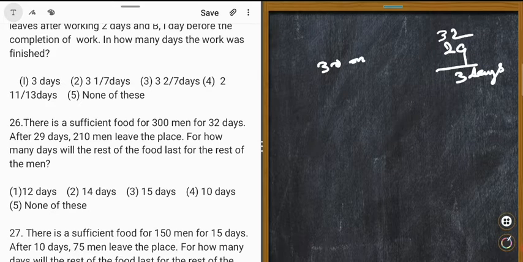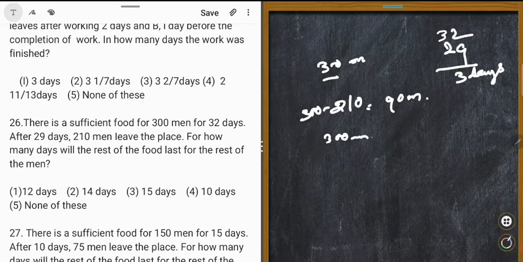But 210 men left the place. That means the remaining men were 300 minus 210 is equal to 90 men. Could you understand? These 300 men would have consumed that food in 3 days. But as 210 men left the place, 90 men consumed it. So let's see in how many days the food will be consumed. 300 men would have consumed the food in 3 days.